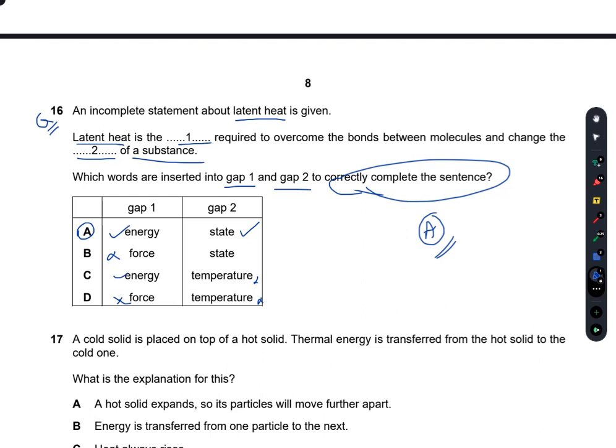Latent heat of fusion and latent heat of vaporization. So either you can convert it into gas, or you can convert it into a liquid or a solid. So A would be the right answer. You can change its state. That's the definition of the latent heat. So A is the right option.